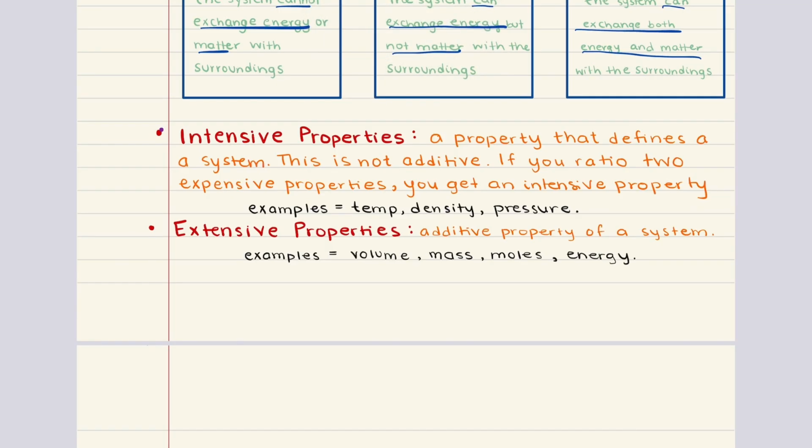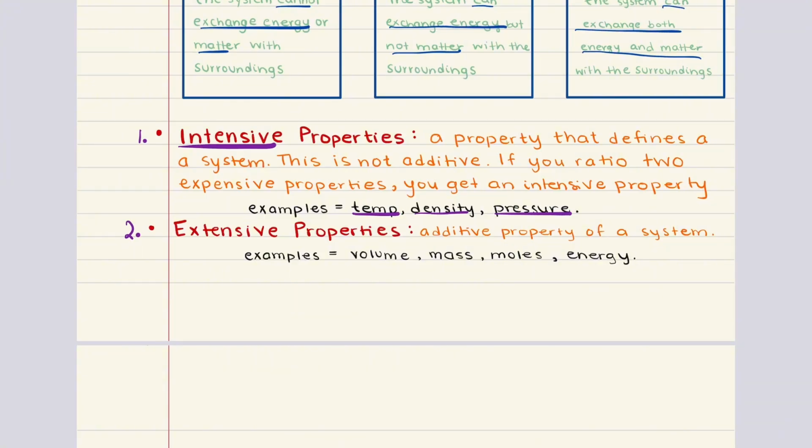Properties fall into two main categories: intensive and extensive properties. Intensive properties do not depend on how much material you have. So for example, the temperature of a glass of water is not going to change if you just pour it into a larger cup. Temperature, pressure, and density are examples of intensive properties. They all stay the same regardless of sample size.